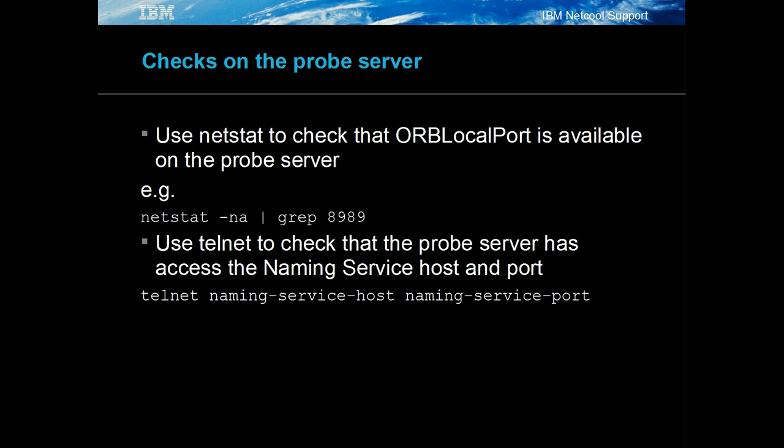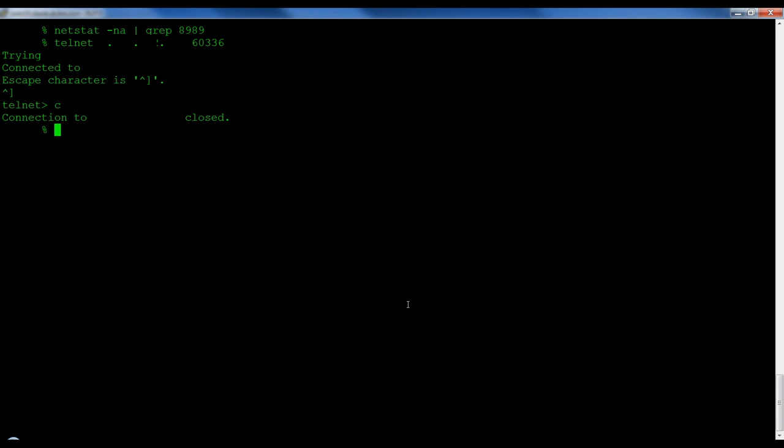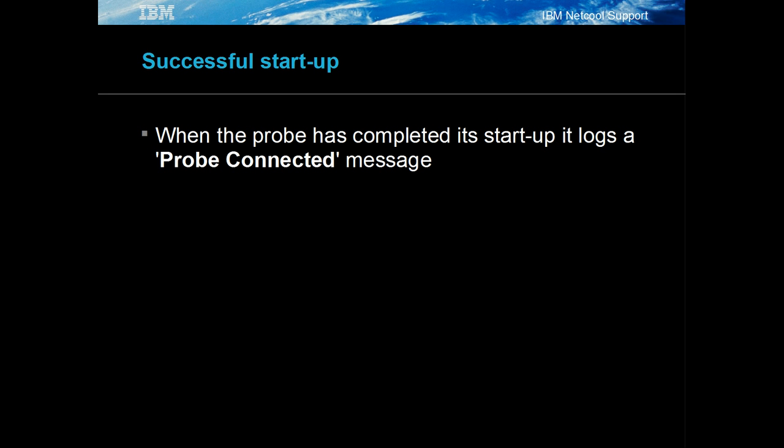On the probe server, check that the chosen ORB local port is free and not already in use. Also check that the probe can connect to the naming service using the telnet command. Netstat should show no listeners and the telnet should make a connection. When the probe is started, it will run through the connection process. If all goes well, it will log a probe connected message in the log file.